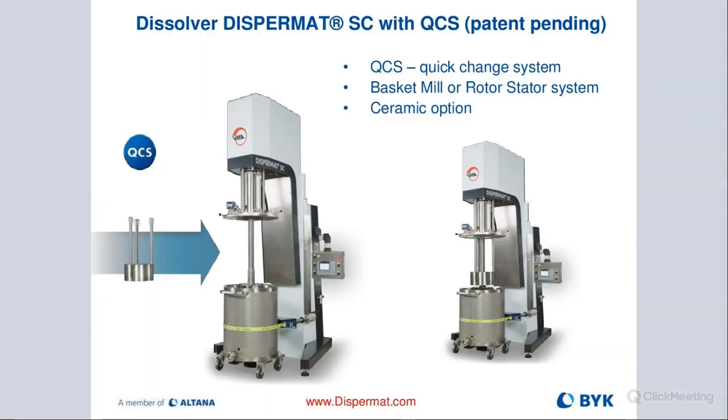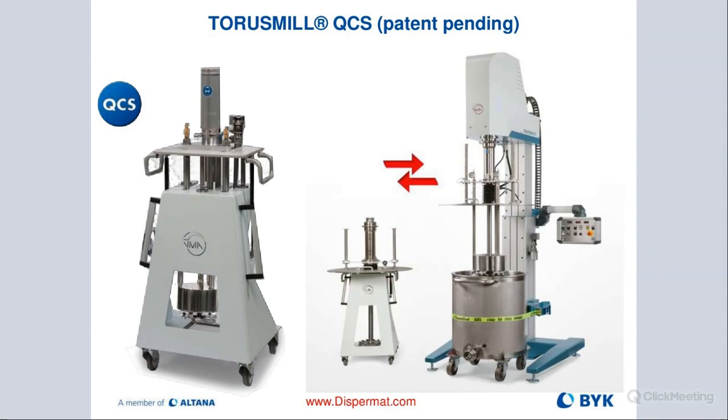Here you can see how the quick change system works. So I start out with a dissolver, and then I'm ready to do milling, and I just swap out the dispersing blade for a basket mill. And again, we have a full ceramic option, zirconium lined milling chamber, as well as zirconium milling disc with our basket mill systems. This is the stand that will come with the machine that basically allows you then to move seamlessly between a dissolver and a basket mill, all on the same machine.